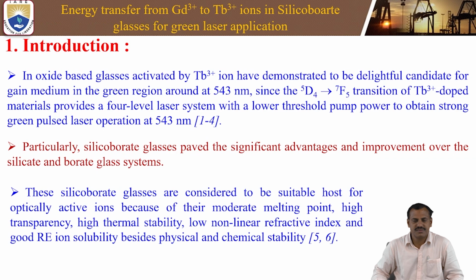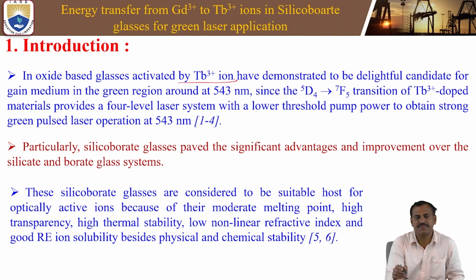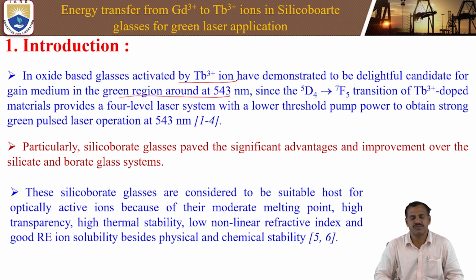What is the main introduction to gadolinium and terbium 3+ ions in silicoborate glass? Oxide-based glasses activated by terbium 3+ ions have been demonstrated to be delightful candidates for gain media in the green region. Terbium 3+ doped glasses give emission in the green region, at 543 nanometers, since the 5D4 to 7F5 transition of terbium 3+ doped material provides a 4-level laser system.